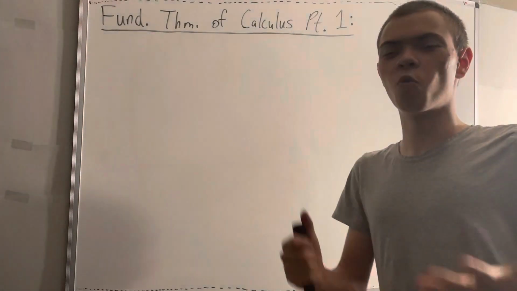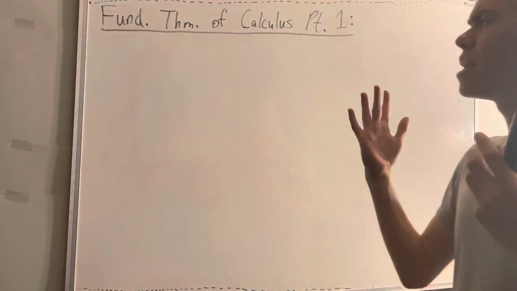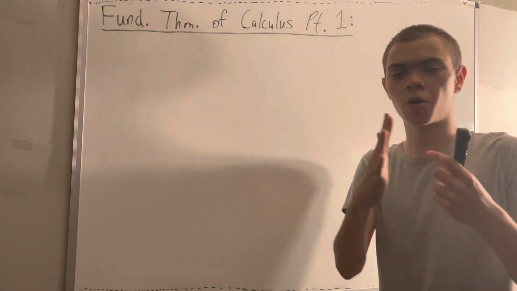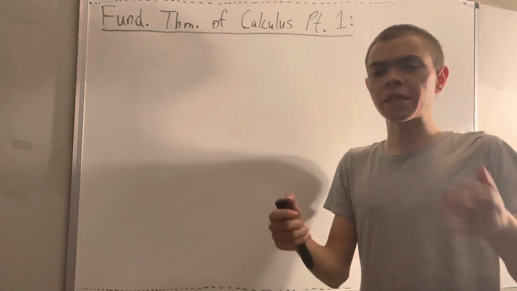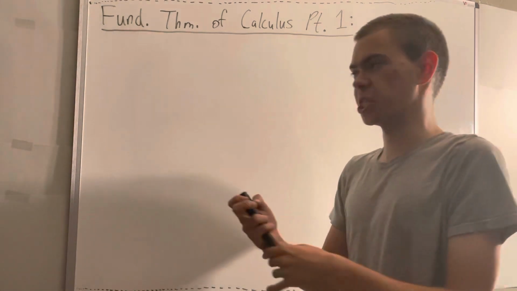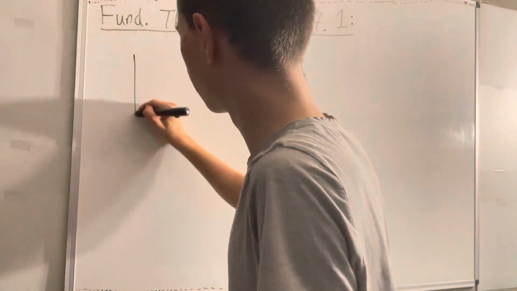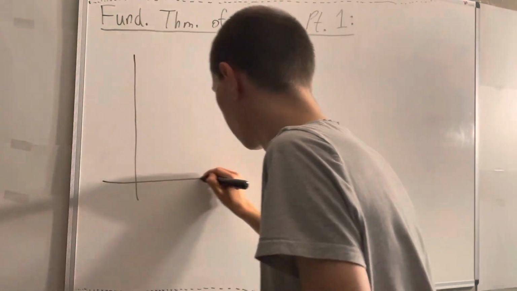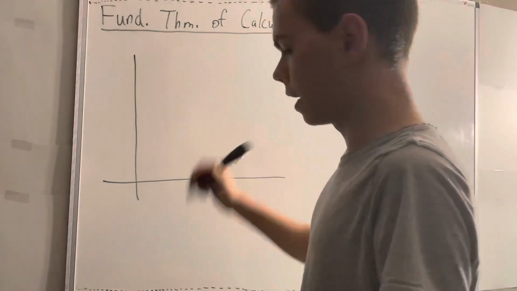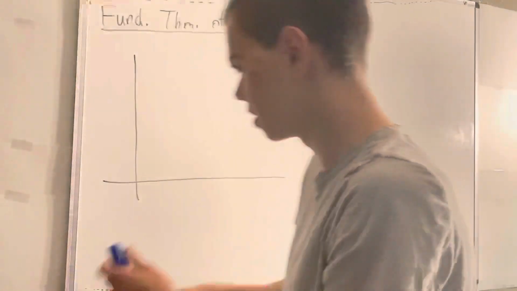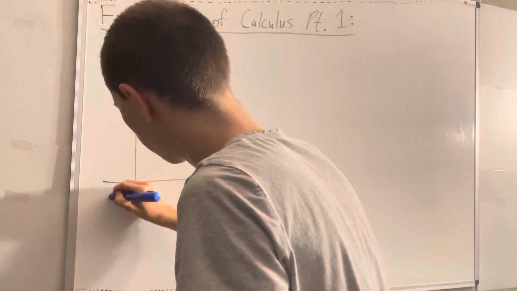In this video, we're going to derive the fundamental theorem of calculus, part 1. And so the first thing I'm going to do is make a sketch of some function. All right, and so our function is going to look something like this.